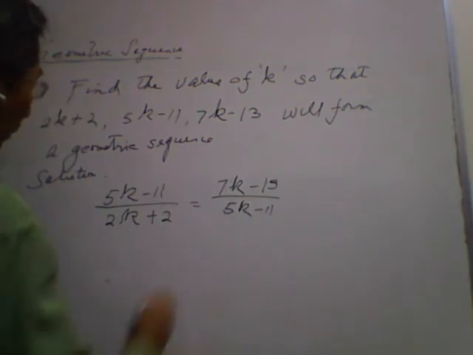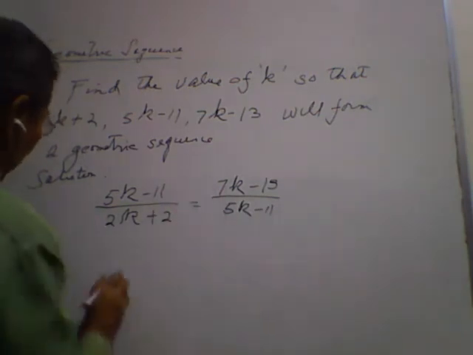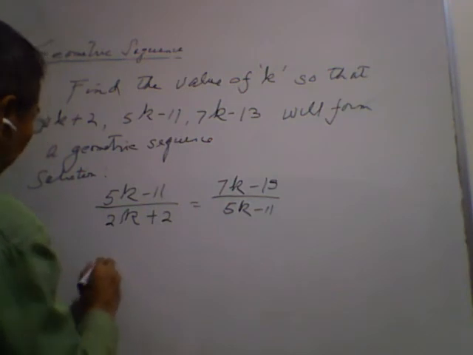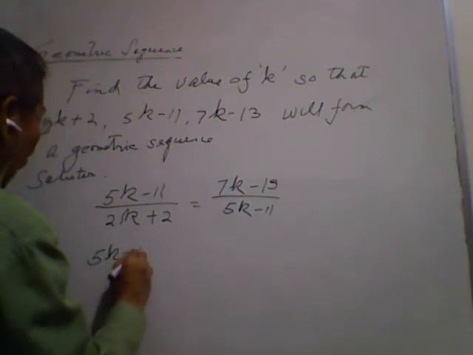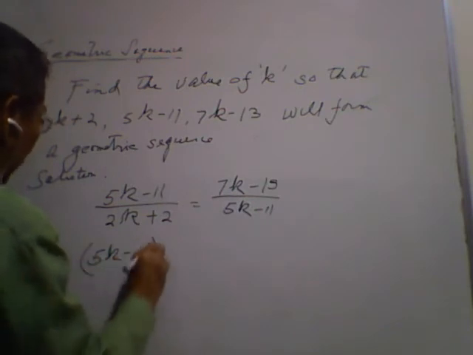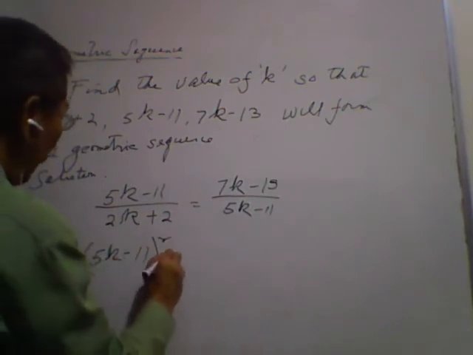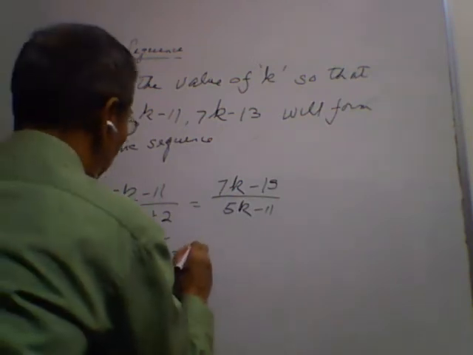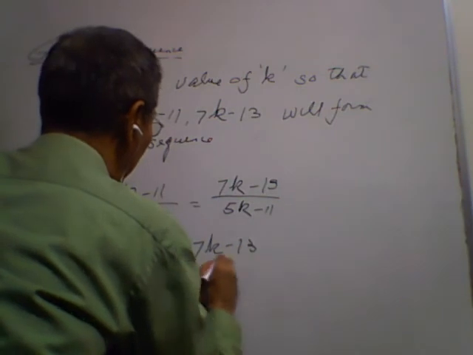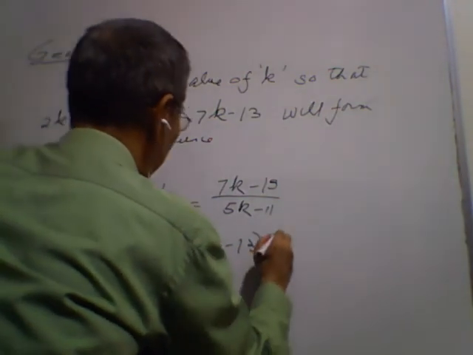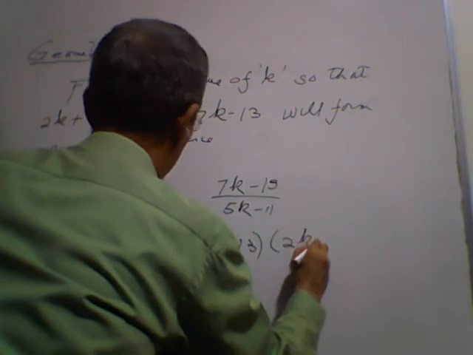So what we have to do is to cross multiply these terms here, this equation here. So we have here (5k minus 11) squared, and that is equal to (7k minus 13) times the quantity (2k plus 2).